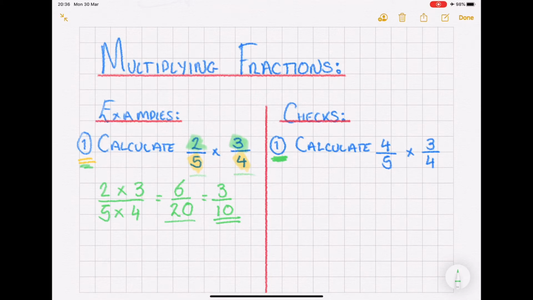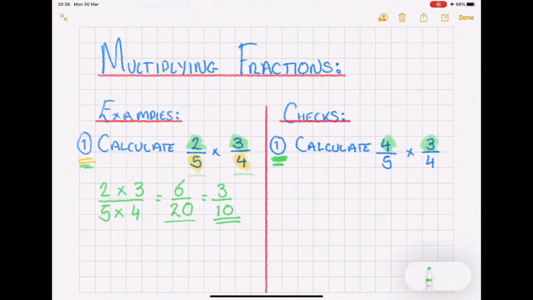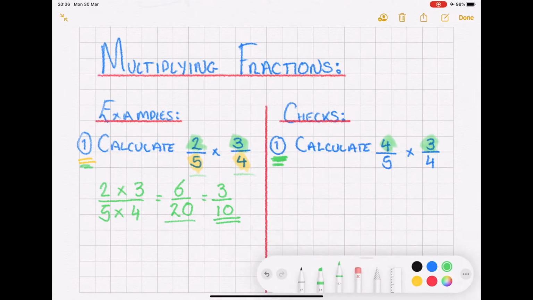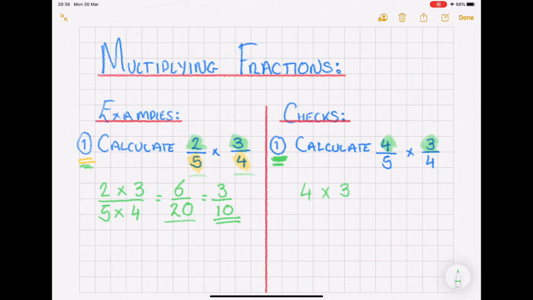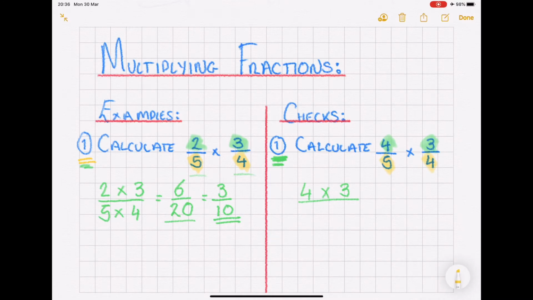Okay, fantastic. So hopefully you've had a go at this example here. Let's just talk through it. So we take our top two numbers, our 4 and our 3, and we multiply them together, 4 times by 3. And we put that over our bottom two numbers, multiplied together. So that's 5 times by 4. And then that gives us 4 times 3, which is 12, over 5 times 4, which is 20.